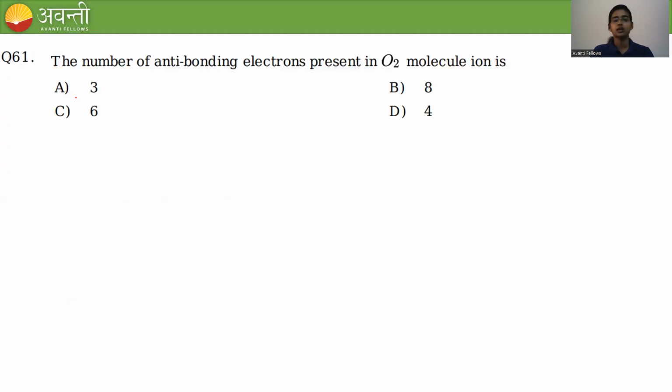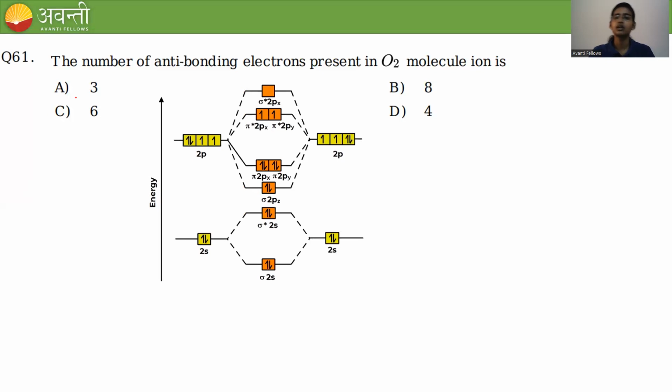Then we'll go for question number 61 in your question paper. The number of antibonding electrons present in O2 molecule ions. So this is the MO diagram, that is the molecular orbital energy level diagram for O2 molecule. And here you are asked to find out the antibonding electrons. Antibonding means the electrons which are present in the higher energy level orbital. Here it is represented using a star. You see, these are the antibonding electrons.